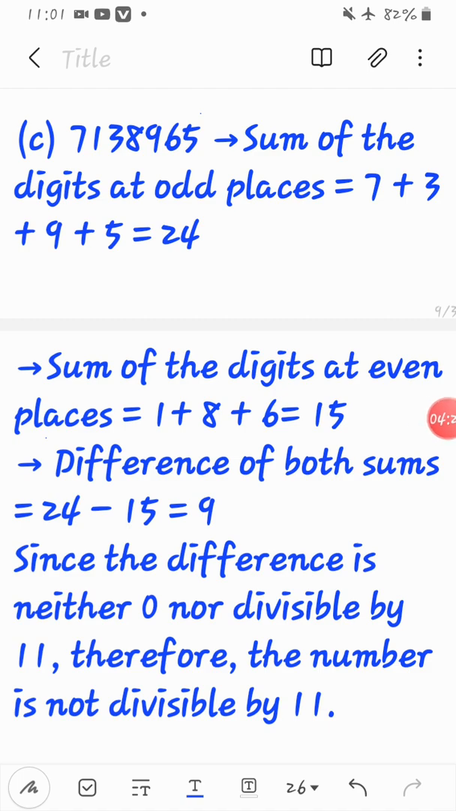Again here, 71,38,965 is given. So the sum of the digits at the odd places: 7, 3, 9, 5. 7 plus 3 plus 9 plus 5, we are getting 24.